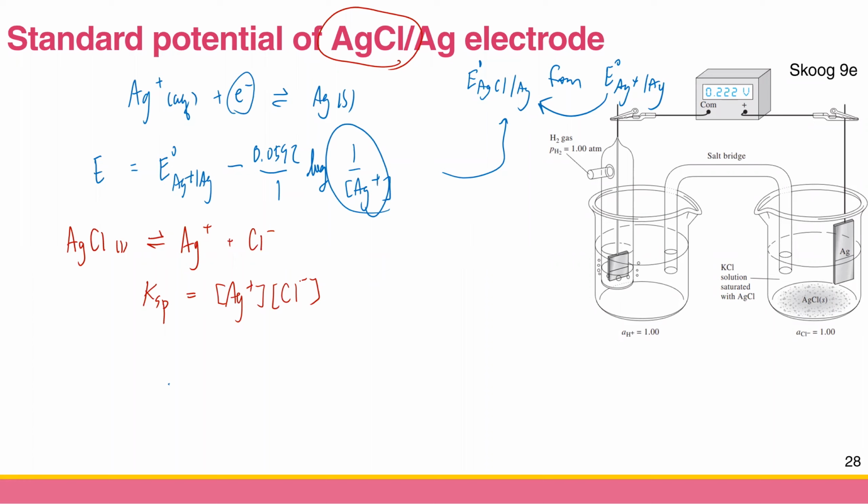What we have to do is substitute the 1 over silver term by this term. So we have KSP, this one. We're just going to have to rearrange. So we need 1 over silver. So let's do this. 1 over silver ion is equal to what? This one you move to the denominator, and this one you move to the denominator as well.